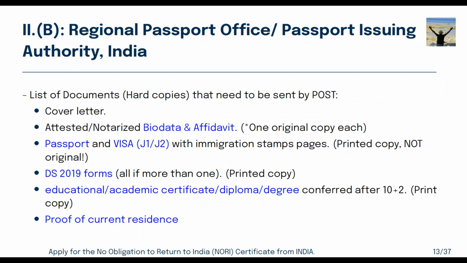And then this is the regional passport office center. So in the second stage, B, you can see the same documents, another set of documents you have to provide and send by speed post to the regional passport office to get no objection from them, right?